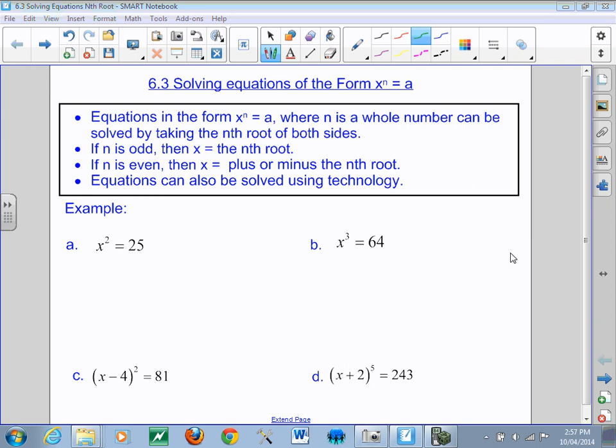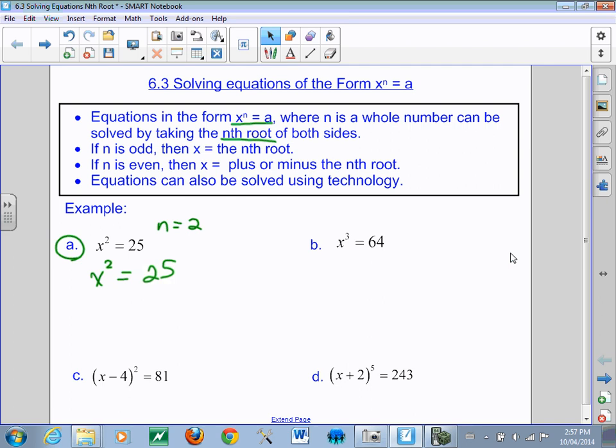First of all, equations in the form x to the n equals a, where n is a whole number, can be solved by taking the nth root of both sides. I'll give you the example in a. So for a, it's x squared, so n in this case equals 2. If I rewrite the question, I'm going to take the nth root of each side. So I'm going to take the square root of one side, and whatever I do to one side, I take the square root of the other.